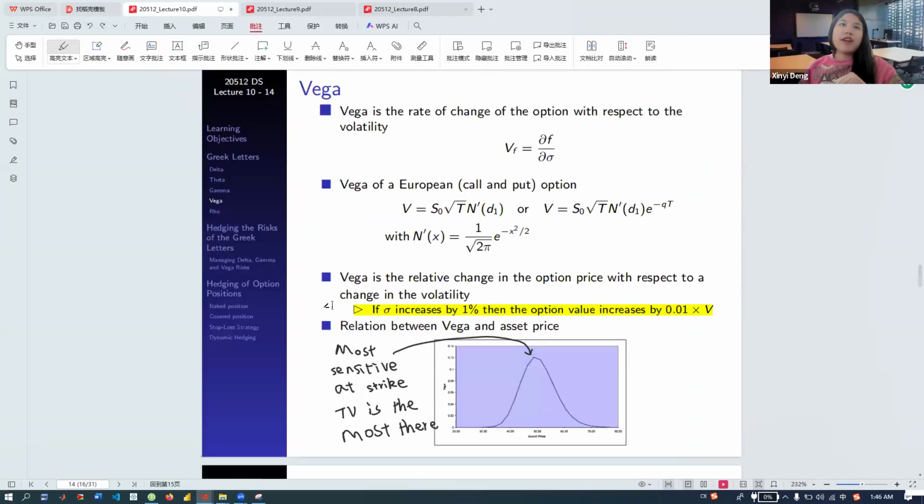Now onto Vega. Vega is the rate of change of the option with respect to the volatility. So again, it's a first order derivative. It's the first order derivative of f with respect to sigma, the standard deviation.